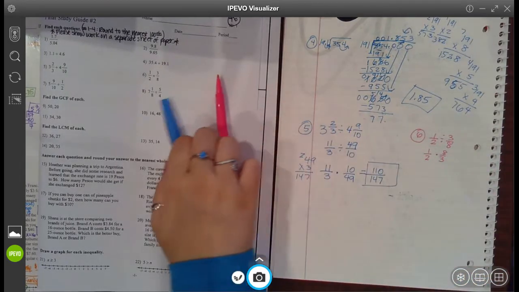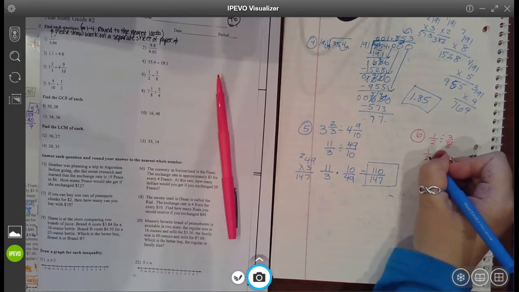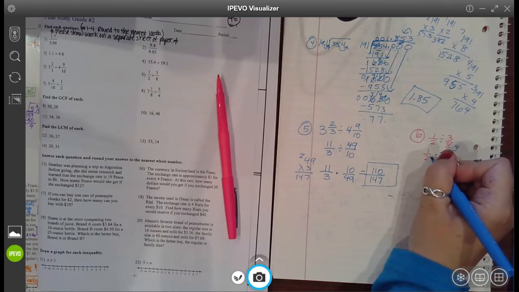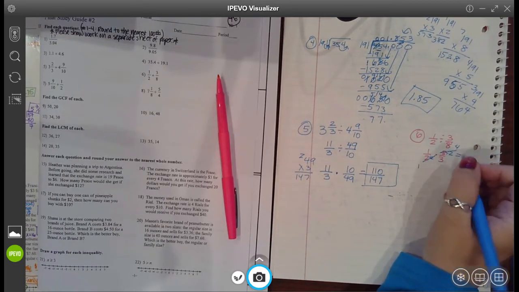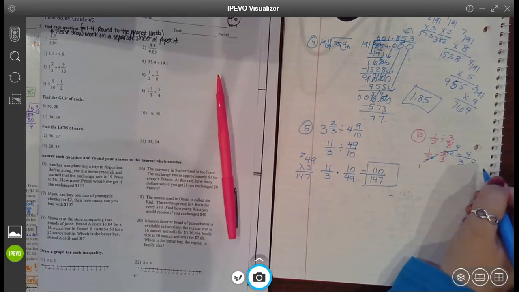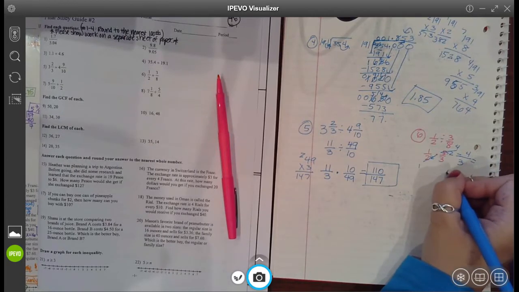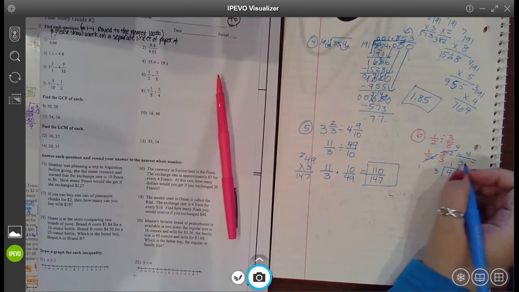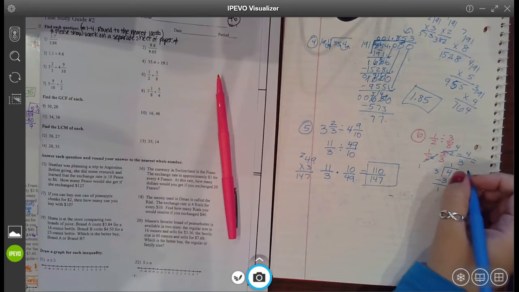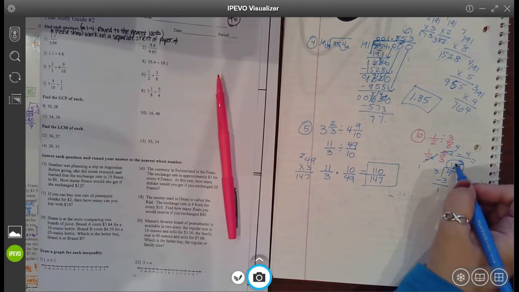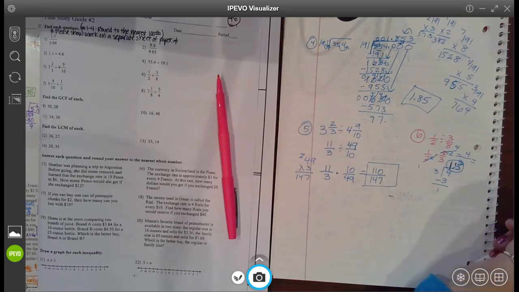Now look to see if anything can cross cancel. Yes, 2 can go into both 2 and 8. 8 divided by 2 is 4, and 2 divided by 2 is 1. Now when you go to multiply across, 1 times 4 is 4. 1 times 3 is 3. Can you leave it like that? No, because it's improper. So you take the top and divide it by the bottom. 3 goes into 4 once. 1 times 3 is 3. Subtract that, you get 1. And so you put your remainder over what you divided by, which means 4/3 is the same thing as 1 1/3.